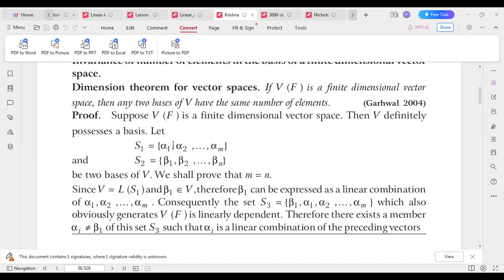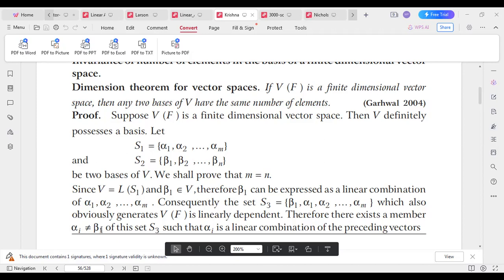That means the number of elements of S1 is m and the number of elements of S2 is n. Since beta 1 belongs to B, and B can be written as the linear combination of S1, therefore beta 1 can be expressed as a linear combination of these. Consequently, let S3 be the set beta 1, alpha 1, alpha 2, up to alpha m. It obviously generates the vector space B and is linearly dependent.